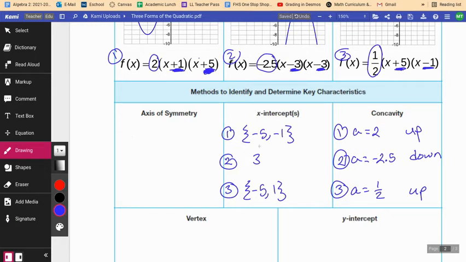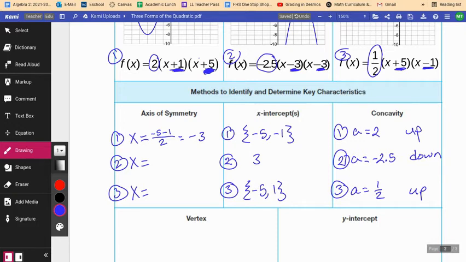Okay, I can also use my x-intercepts to help me find the axis of symmetry for factored form. And this is how I do it. So remember, the axis of symmetry is going to be an equation, so these have to be x equals. And then what I'm going to do is find the average of these two. So the average of -5 and -1, I divide that by 2. So -5 with -1 is -6, divided by 2 gives us -3. So the axis of symmetry is x equals -3.